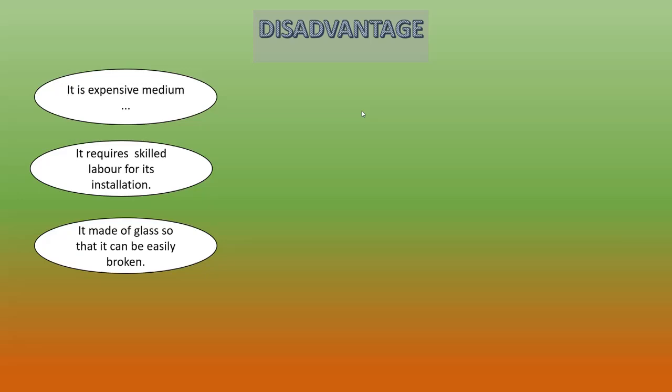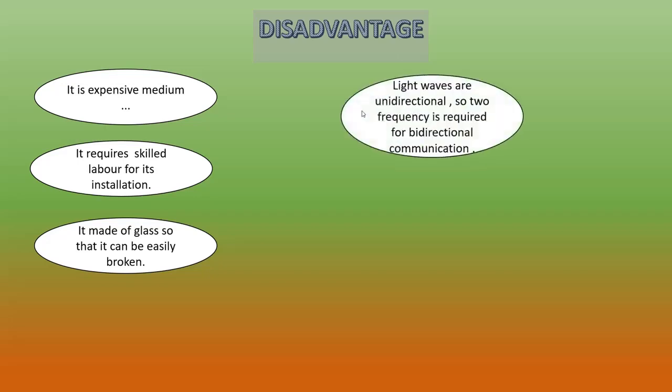Data is transmitting in the form of light signals, and light signals are unidirectional, so multiple frequencies are needed for bidirectional communication. These are the disadvantages of optical fiber cable.